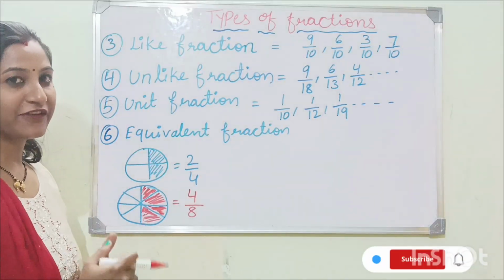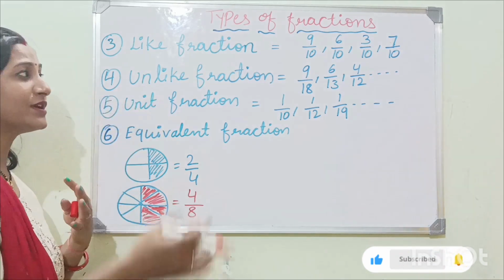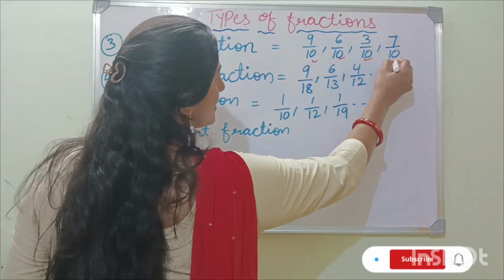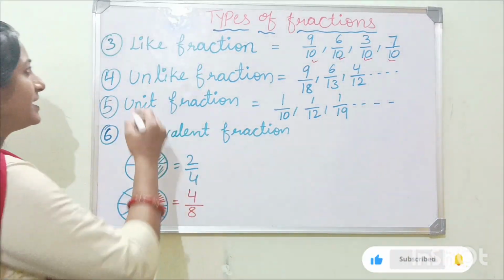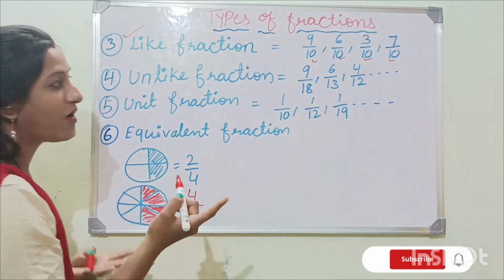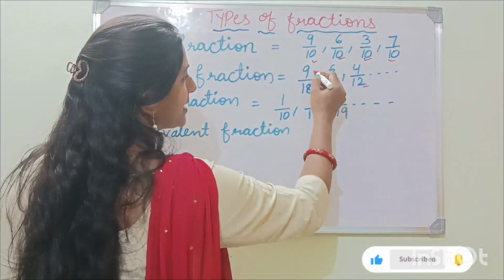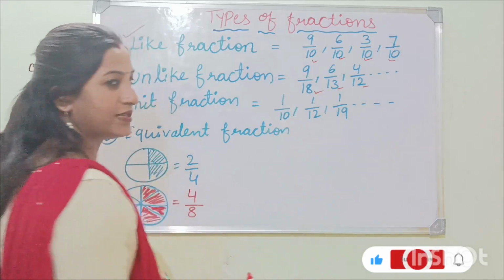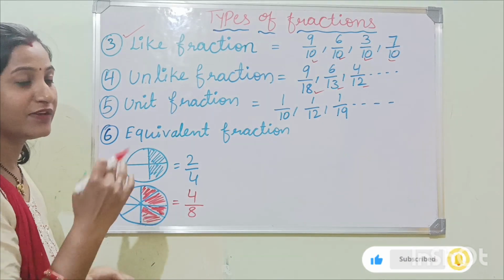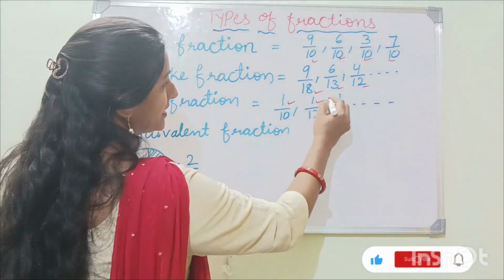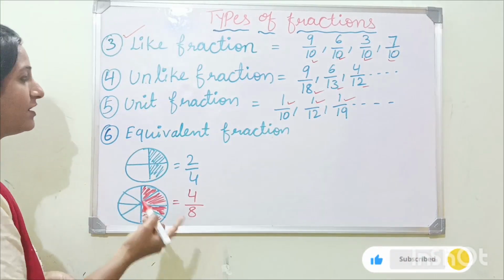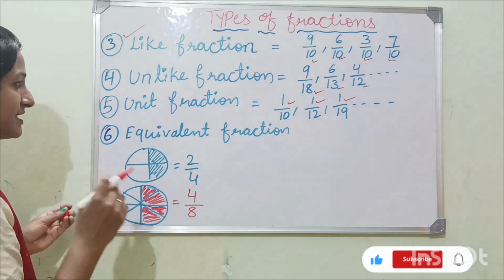Next one is like fractions. So what do you mean by like fractions? Whenever you are seeing fractions in which all denominators are same, same means equal, so you call them like fractions. Next one is unlike fractions, just the opposite. All the denominators are different. Here 9 by 18, 6 by 13, 4 by 12. So these are all unlike fractions. Next one is unit fraction. Whenever the numerator is 1, like 1 by 10, 1 by 12, 1 by 19, these are all called unit fractions.